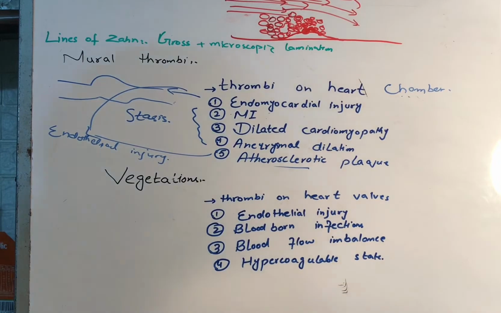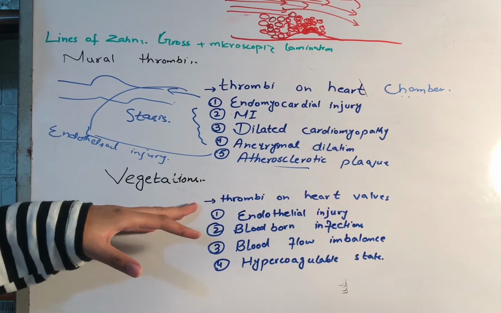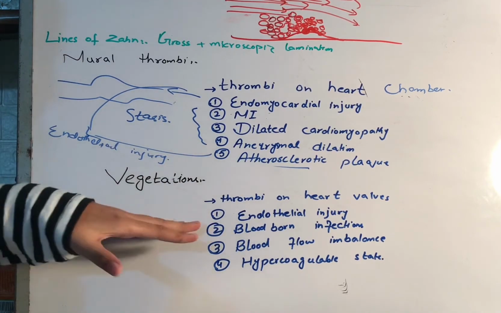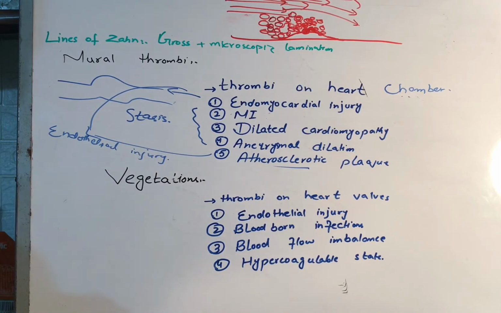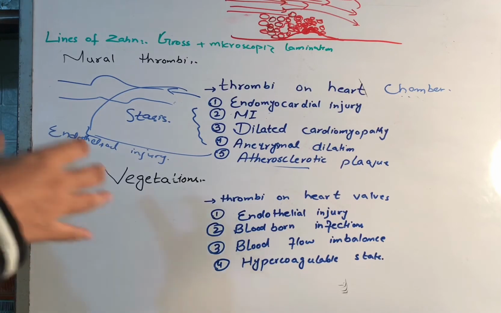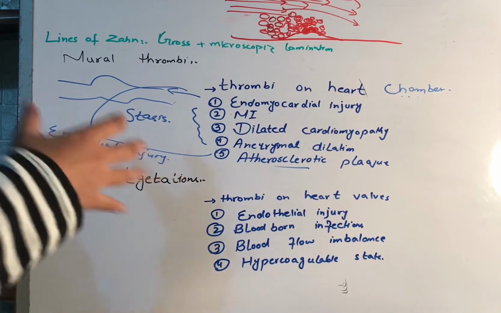Now let's move to the third term, that is vegetation. The thrombus formation on our heart valves is called vegetation. Again we have to discuss the reasons why the thrombi are formed there. First one is endothelial injury. I have explained a hundred times how endothelial injury will lead to thrombus formation. Second thing is blood-borne infection, like some fungal or bacterial infection. They will affect our heart and rupture our endothelium there, and again there will be endothelial injury which will lead to thrombus formation.